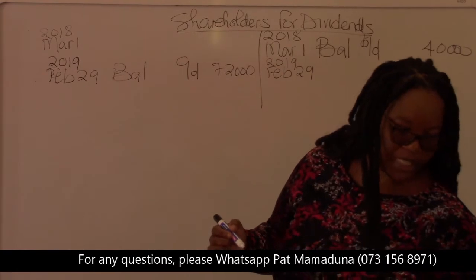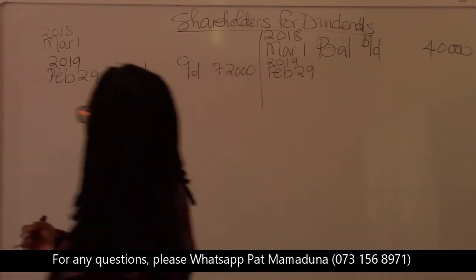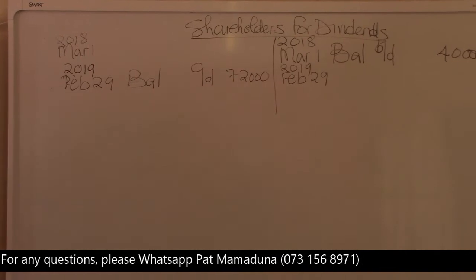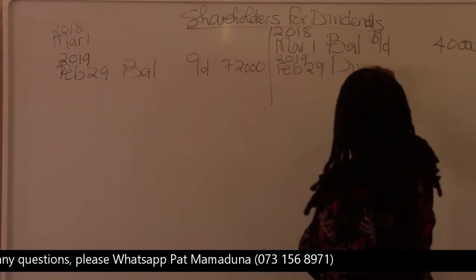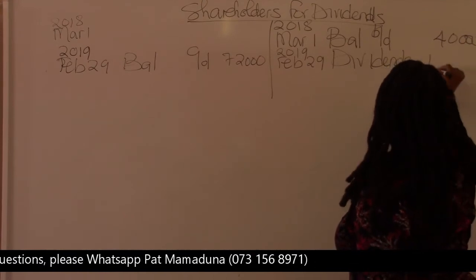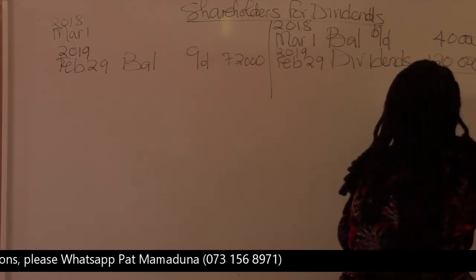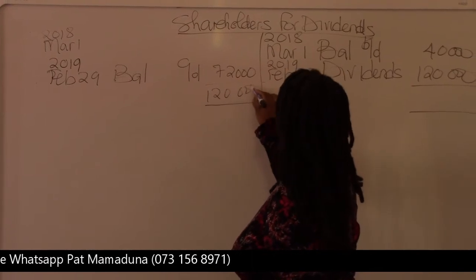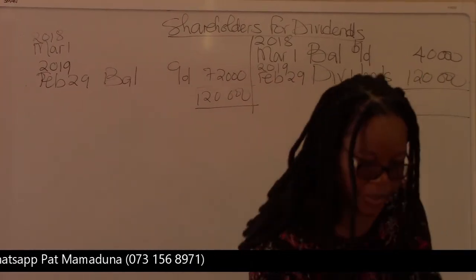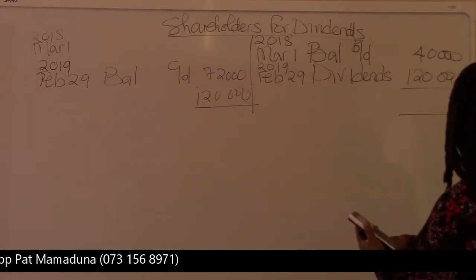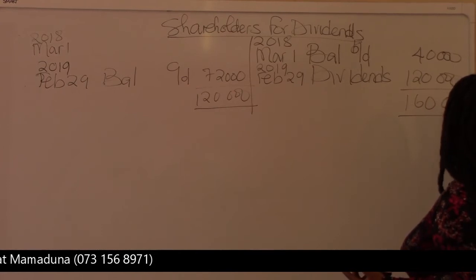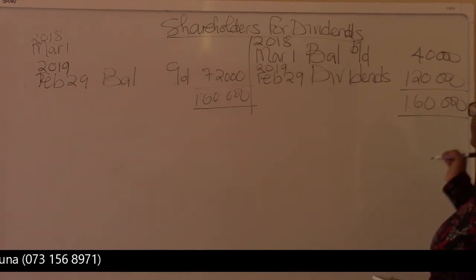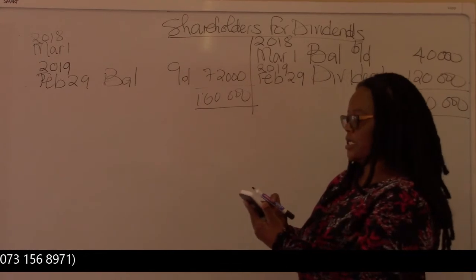Now, when you look at our dividends according to the note, it is 120,000. So you come here, you indicate with our dividends there, of 120,000. Remember, both sides should add up to the same amount. So when we do that, 120,000 plus 40, it will give us 160,000. So our totals on both sides should amount to 160,000.